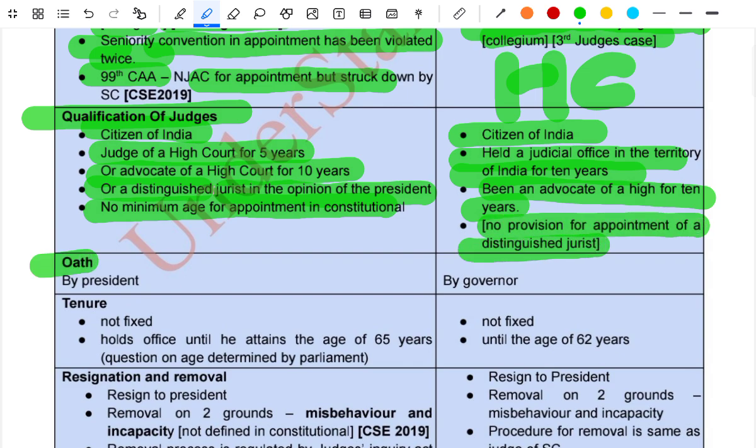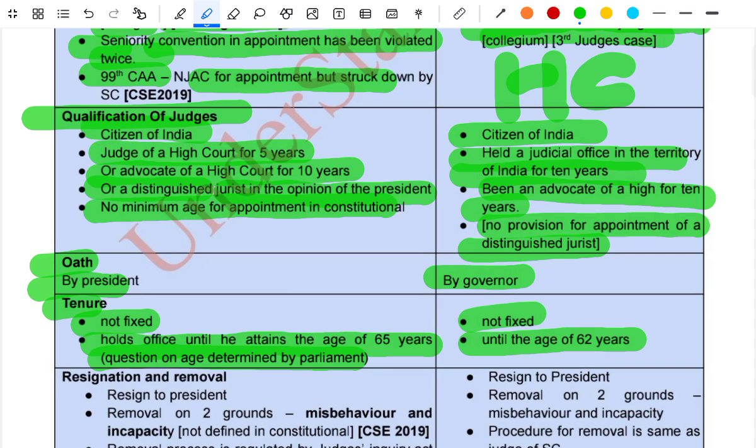Oath is by the President for the Supreme Court and by the Governor for the High Court. Tenure is not fixed; a Supreme Court judge holds office until the age of 65 years. Questions on the age are determined by Parliament. A High Court judge holds office until the age of 62 years.